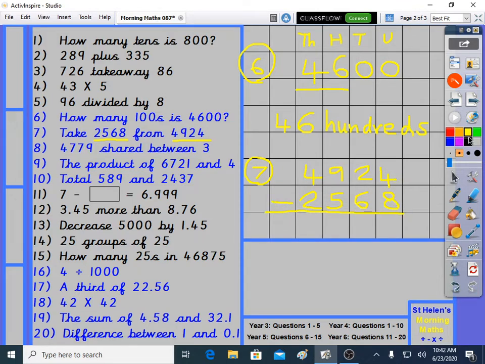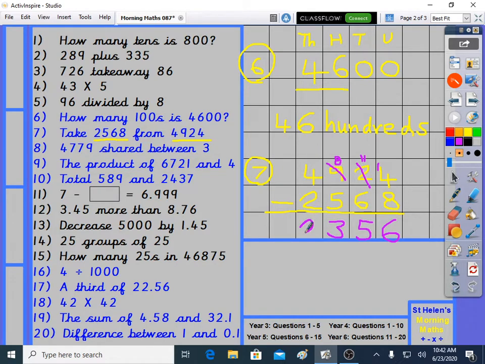And 4 take away 8 we can't do. We'll get some help. 2 goes down to a 1. You get this one. 14 take away 8, 6. 1 take away 6, can't do that either. Get some help from the 9 in the hundreds column. It's worth 900. Now we knock it down to 800 and we can borrow this 100. Put it in the tens column, so 11 tens. Take away 6 is 5. 8 take away 5 is 3.